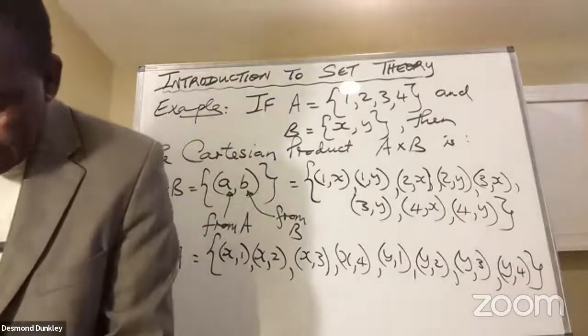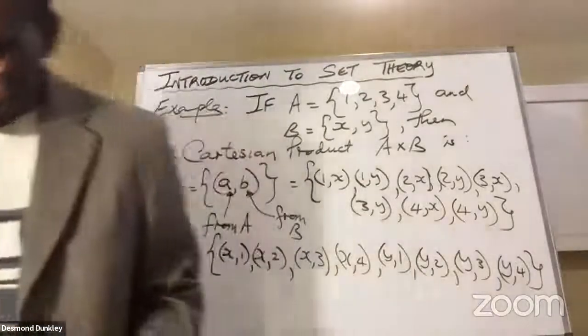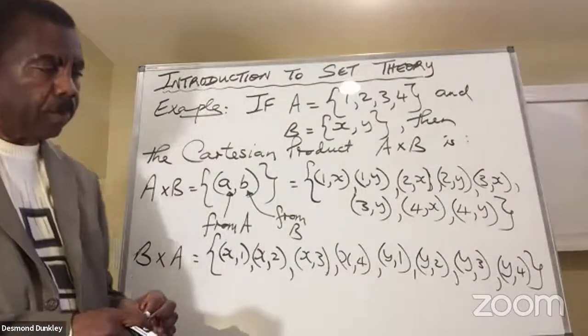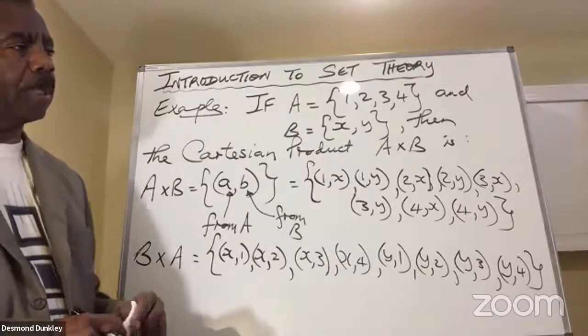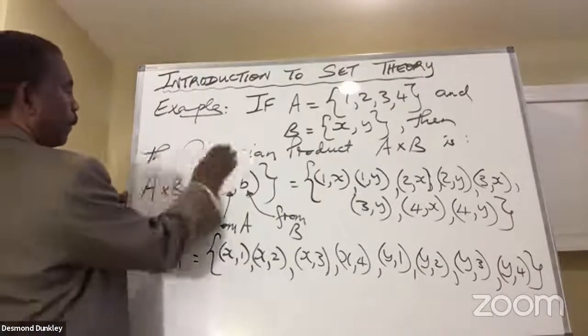And I think there is another, okay. So what we also have is what we call ordered pairs. Ordered pairs.